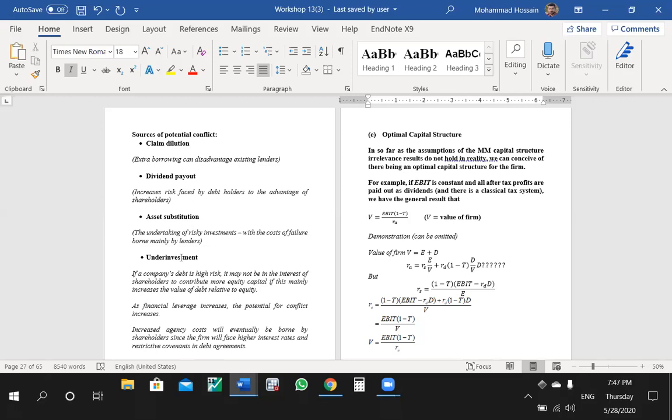But if they are not taking the money as a loan from the bank, they will not be actually going into the risky project. They always try to go for... Normally, management are actually risk averse.